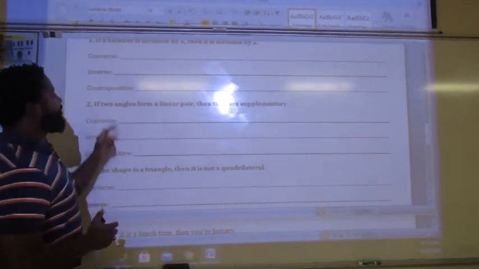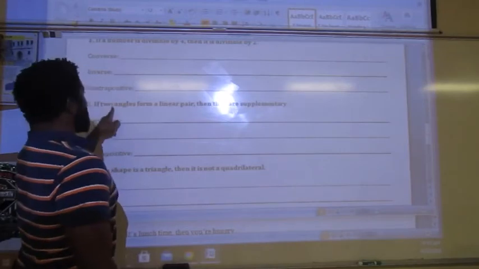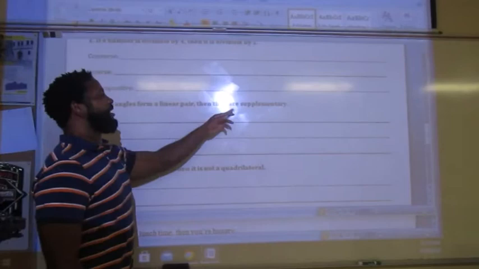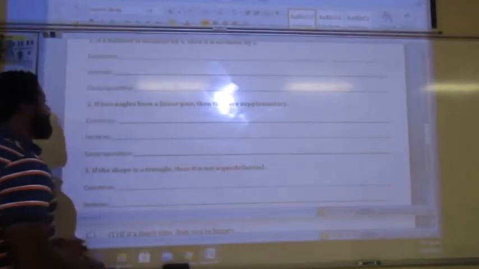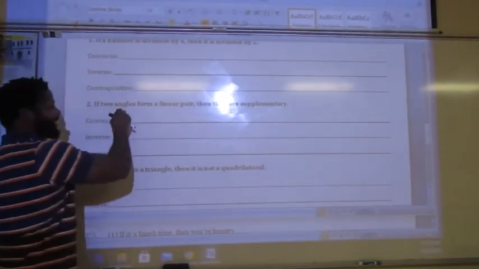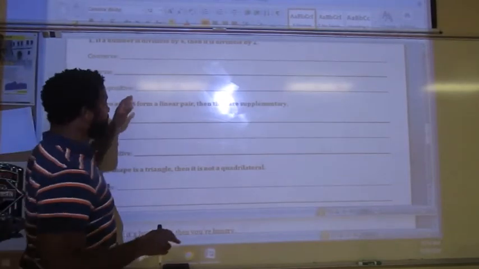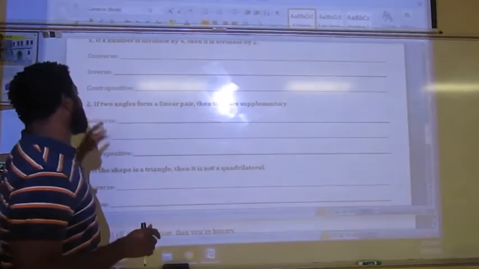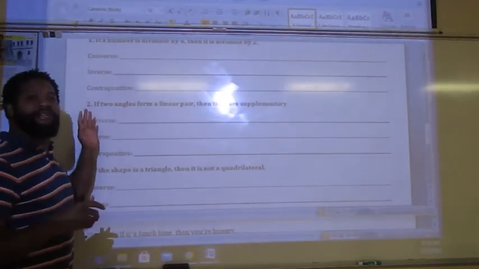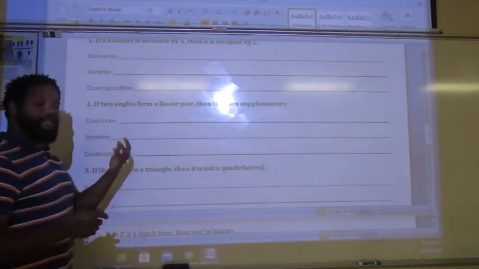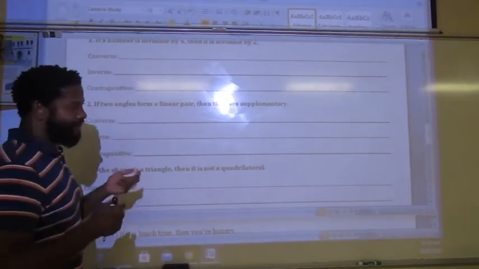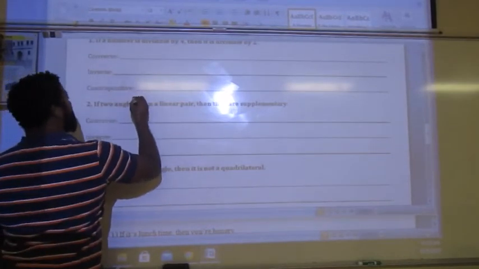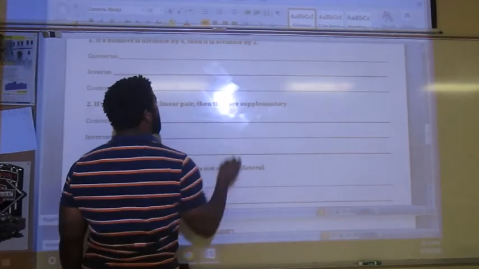So, number 2 on the back. If 2 angles form a linear pair, then they are supplementary. Okay. This is a true statement right here. Most of these, actually all of these, are true statements. The conditional statements by themselves are true statements. It's only when you do the converse, the inverse, and the contrapositive that you have to figure out, okay, is this true or not? So obviously, this is your P, this is your Q.